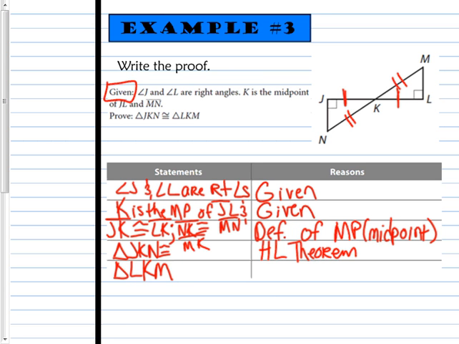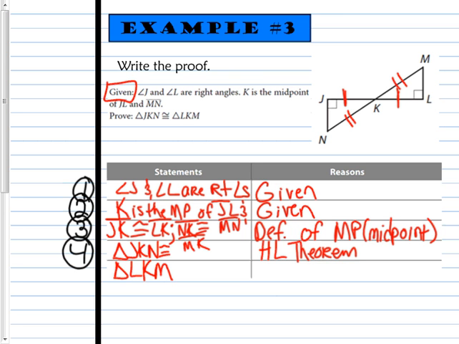Okay, so our last statement is always what we're trying to prove. Again, angle J and angle L are right angles. That was our first given. Number 2, that was K is the midpoint, MP, of JL and MN. That was our next given. Number 3 said that JK is congruent to LK and NK is congruent to MK. And then we proved that triangle JKN was congruent to triangle LKM due to the hypotenuse leg theorem.